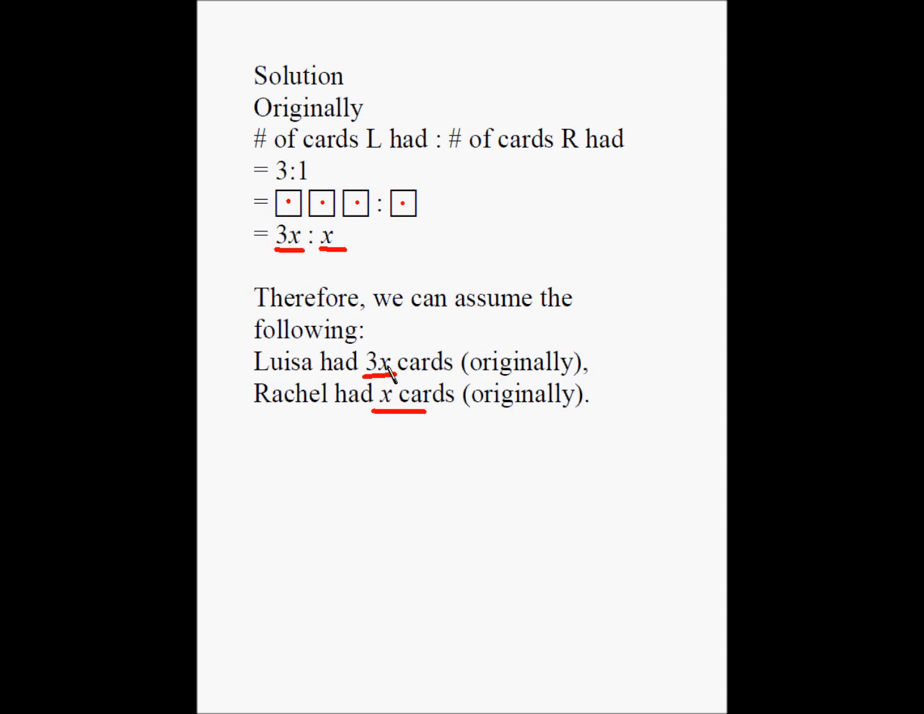So these are going to be my variables. This is how I'm going to define my variables. Now you do want to pause the video here and really understand where we're getting 3x and x from. If we're assuming Rachel has x cards, Luisa must have 3 times as many, or 3x cards.